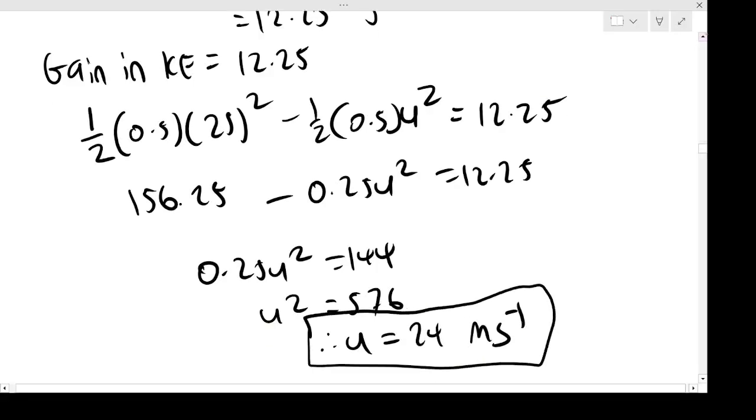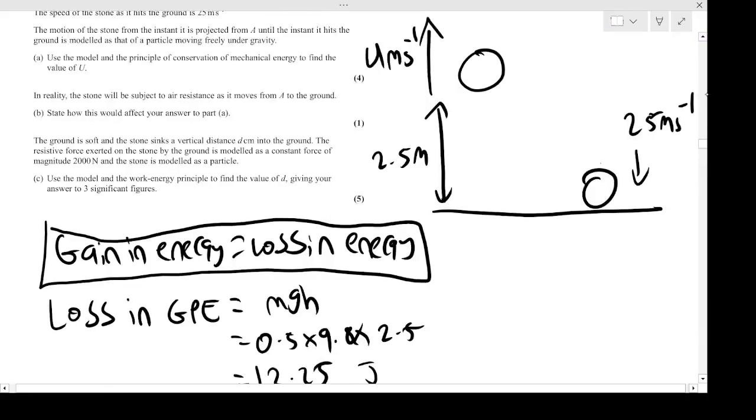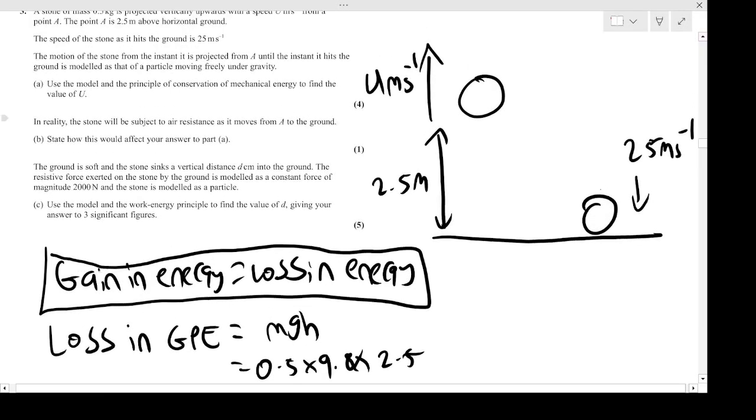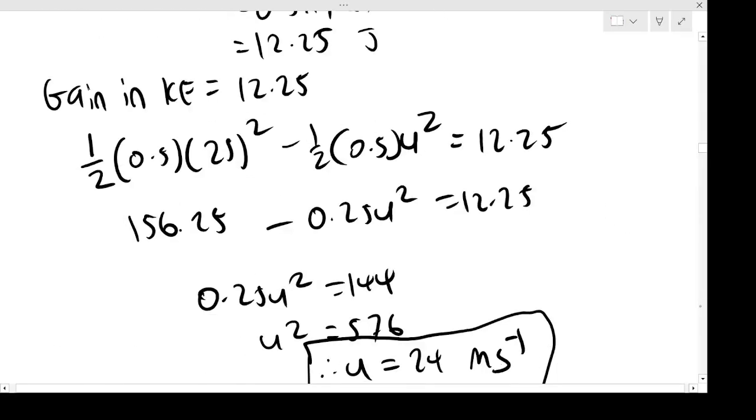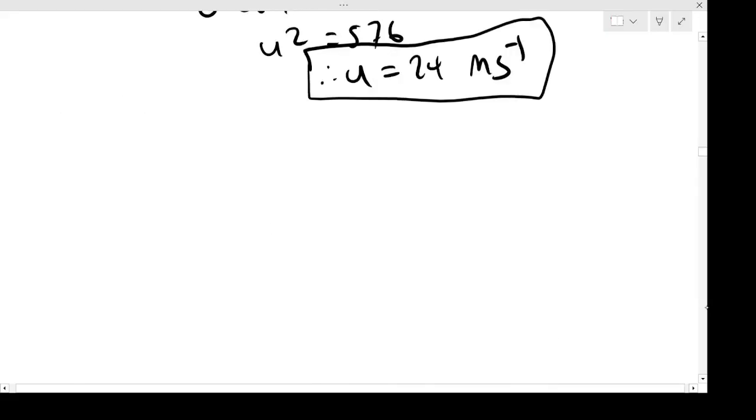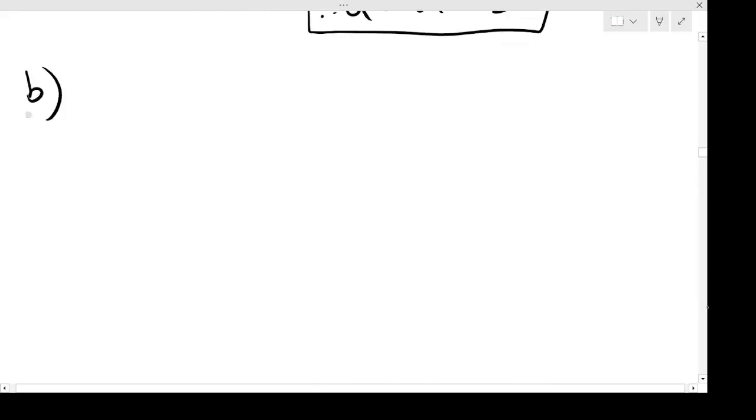We can confirm our answer makes sense, because if u is 24 and the speed ends at 25, that gives me a gain in kinetic energy, which is what I expect, because the speed has increased from 24 to 25. So we do get a gain in kinetic energy, so that all makes sense. Right, then part B.